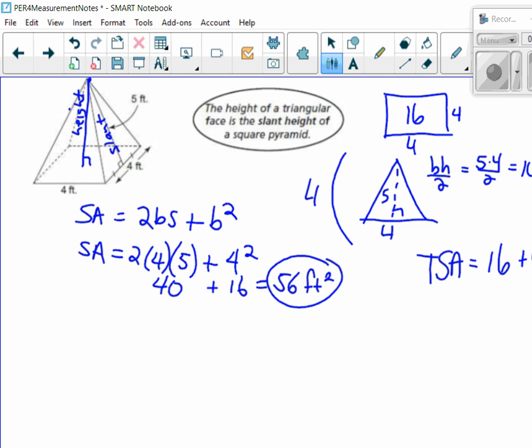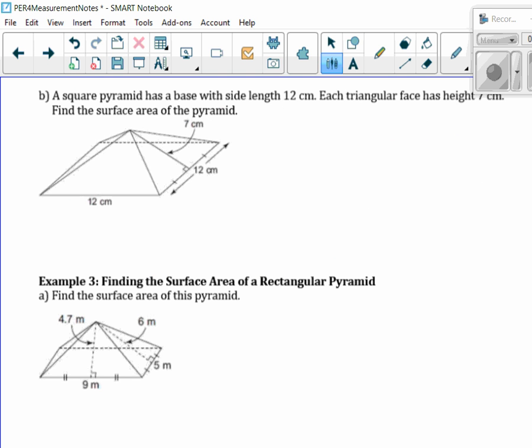Okay, keep going. We're going to do a square pyramid with a base side length of 12 centimeters, and each triangular face has a height of 7 centimeters. So I'll give you a second to figure that out. You can either break it down into the surface area of the 5 sides, or you can use the formula. Okay, so I am not going to use the formula. I am going to break it down to all the different sides because you'll see in example 3 coming up, you're going to have to do that anyways.